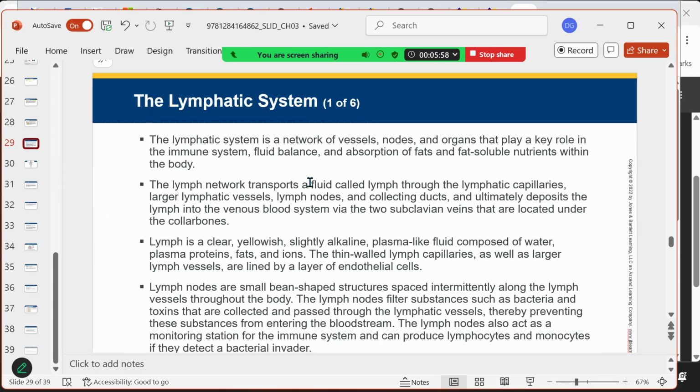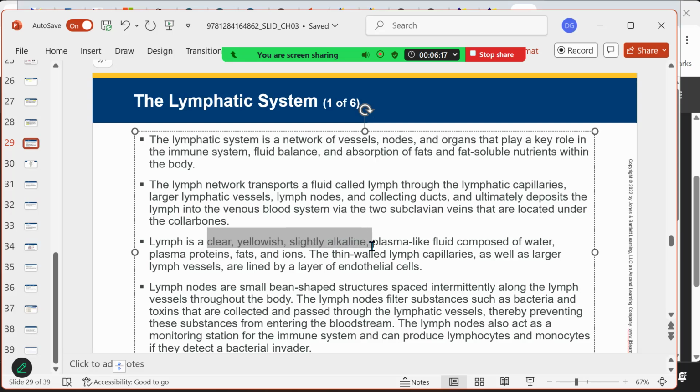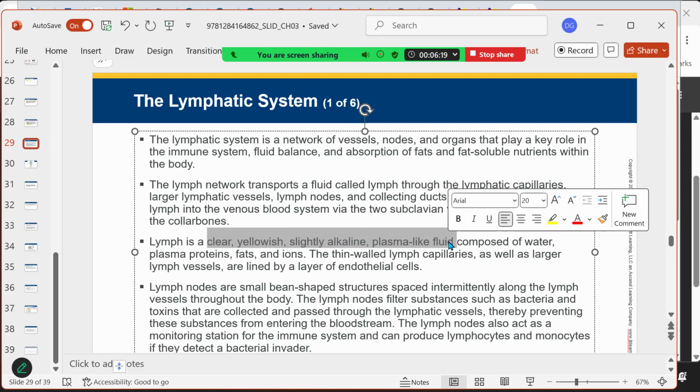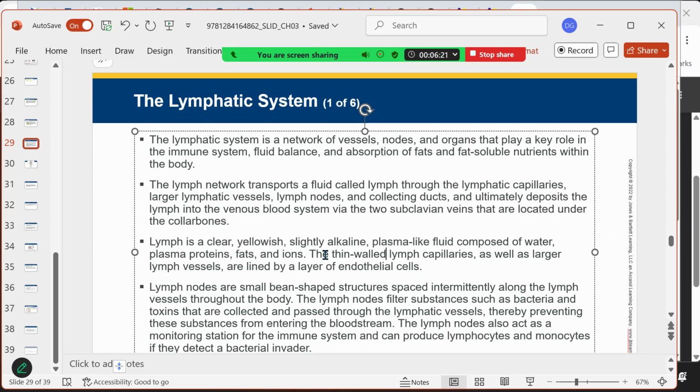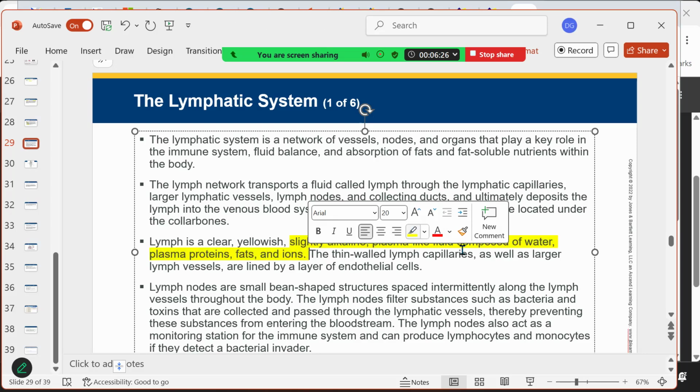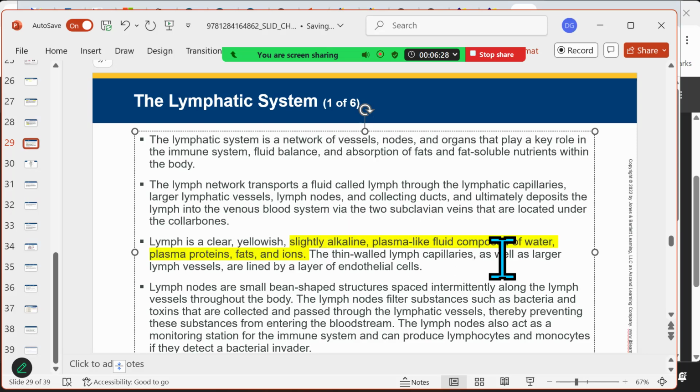The lymphatic system is all the vessels and nodes throughout the body, and there are certainly a lot of them in the lungs. One thing I'd just be honest with you is say we don't see a lot of board questions about the lymphatic system, but we're going to go ahead and cover the basics of it anyway. Lymph is a clear, yellowish, slightly alkaline, plasma-like fluid composed of water, fats, proteins, and ions. And the lymphatic system is constantly draining that away from the tissues. The lymphatics are important in that.